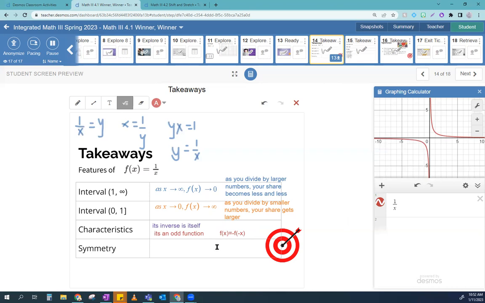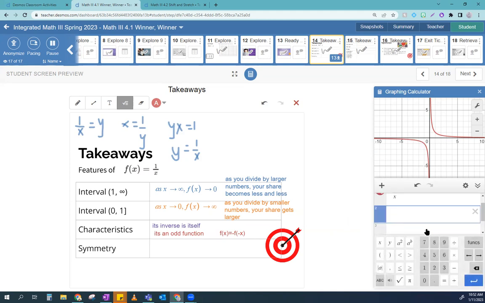I'll just leave it. So what does that mean, Ms. Johnson? It means if I go to the right to 5 and I get 1/5, I plugged in 5, I got 1/5. Now I'm going to plug in -5, I get -1/5. Do you see how they're opposites? They're opposites. This is called an odd function.